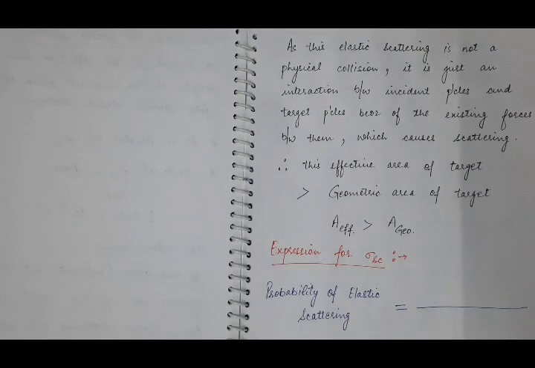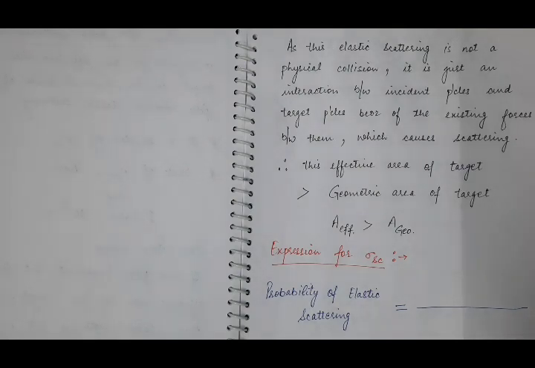Next thing is that, as I am talking about effective area, what is this effective area? This effective area of the target is different from the geometric area of the target. Geometric area of the target is the actual physical area covered by the target. But this effective area is different from that.